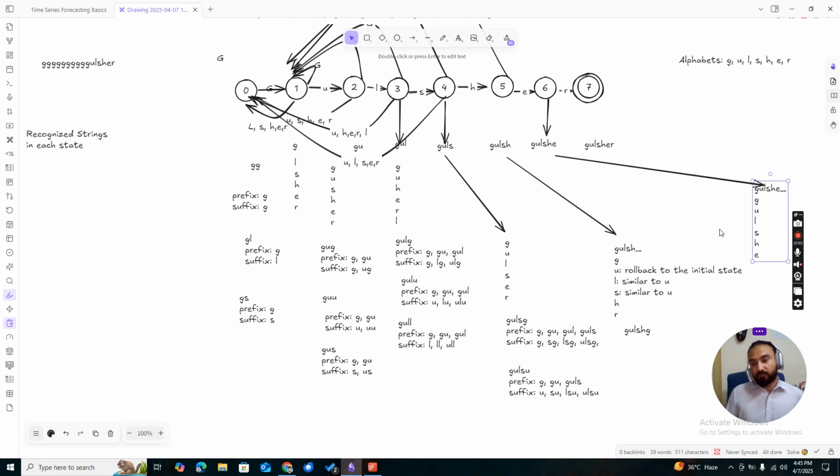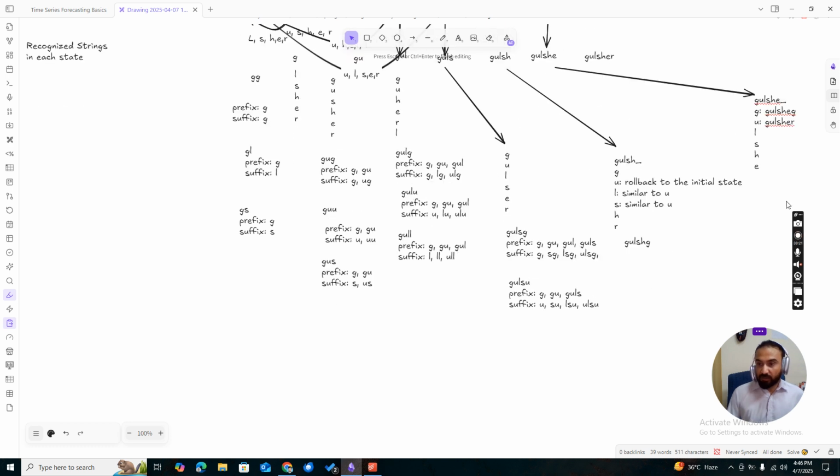If G occurs, it means that the string becomes GULSHEG instead of R, then what we will be doing is we will roll back on this string. We will roll back to the first state, because G and G will match in the prefix and suffixes. If GULSHEU occurs instead of R, then what will happen on U? It will roll back to the initial state, and then similarly on L, GULSHEL, it will roll back to the initial state. GULSHES, it will roll back to the initial state. GULSHEH will roll back to the initial state, and similarly for GULSHEE we will roll back to the initial state, right?